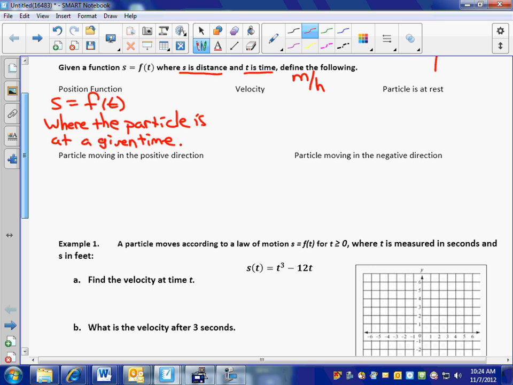Miles per hour, okay? So if you're traveling miles per hour, that is a rate, is it not? So the velocity, by definition, Mr. Kozelski says that velocity is equal to, since it is a rate, it is simply the derivative of the position function. So the derivative of s, which is f prime of t, that's velocity.